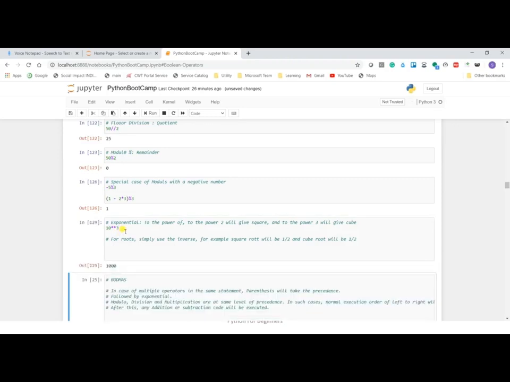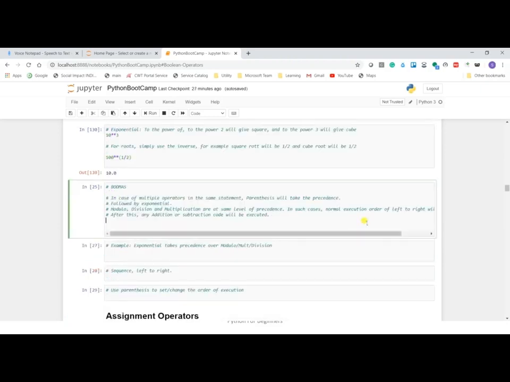Yeah. Now if you want to give roots, for example, rather than squaring it, if you want to do the square root of it, then you have to simply say you have 100 and you want the square root, then you can say 1 by 2, just like how we would do, and then the value would be 10, right?